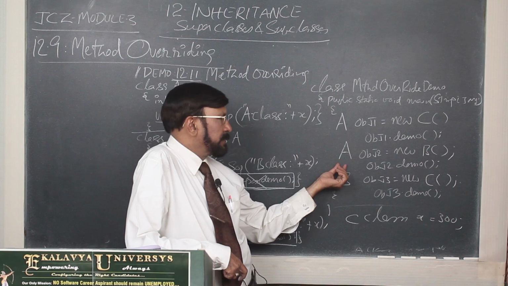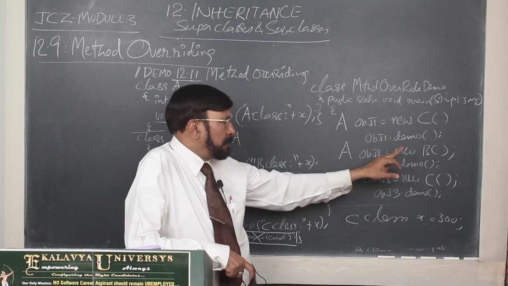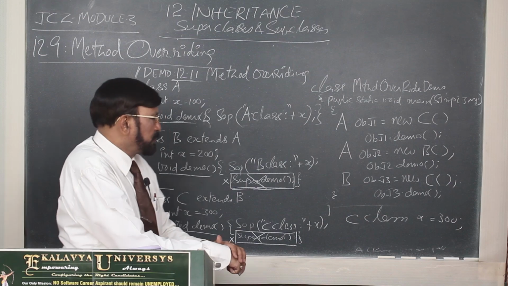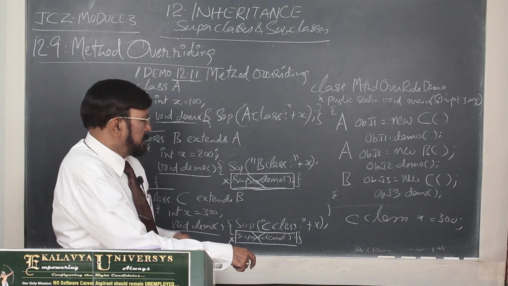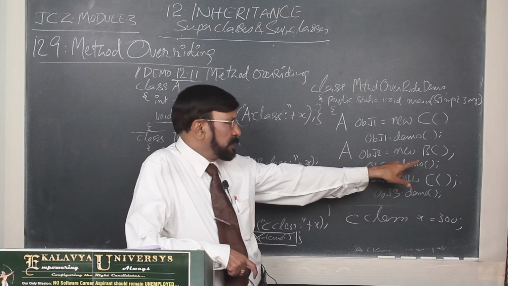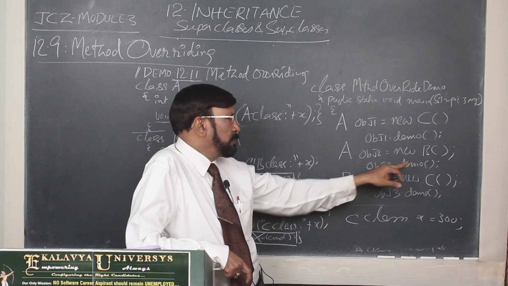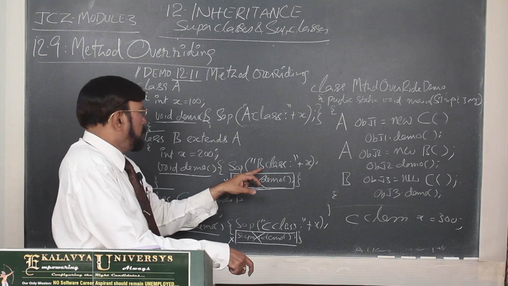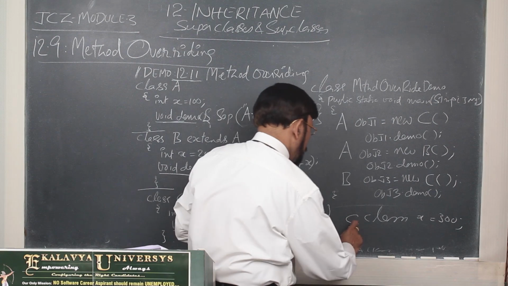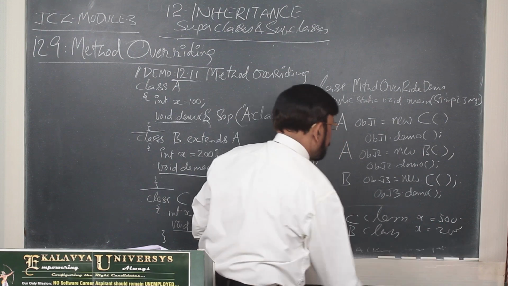Here also I put A, but the object is B. Reference type is A, object type is B. So, demo I have called. Which demo is executed? Either this or this, this or this. But as I told you, always you take into consideration the object's type, not the reference type. Object 2 demo, that means object 2 is B. Here B is there. Now, B class X is equal to 200.